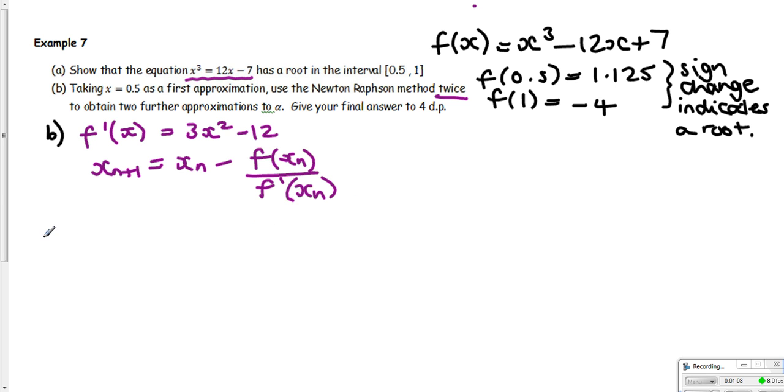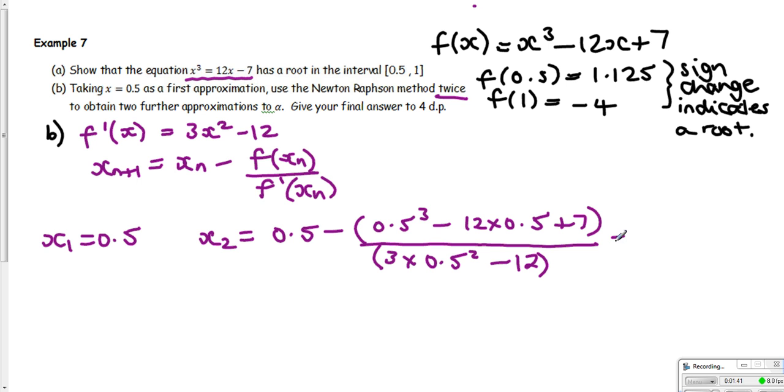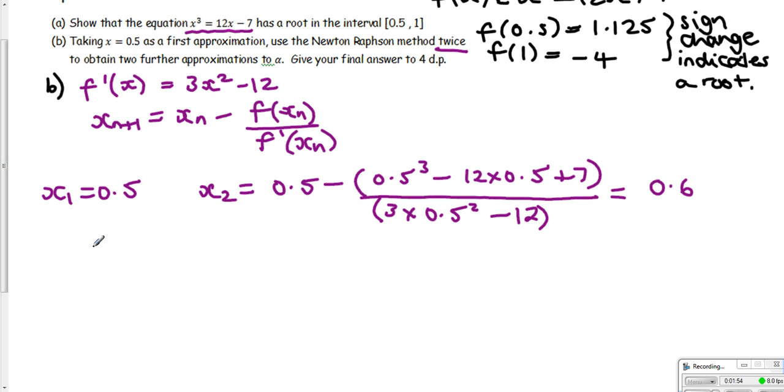So it's telling us our starting point, x1 is 0.5, and so x2 will be 0.5 minus f of 0.5, so put 0.5 into the original equation. That's the numerator. And on the denominator, we want f dash of 0.5. Here it is. So it's 3 times 0.5 squared. Remember to square the 0.5 before you multiply by 3. And then subtract 12. So if you pause the video, substitute it into your calculator and see what you get. And I got a nice round number, 0.6, when I did that. So that's our second approximation.